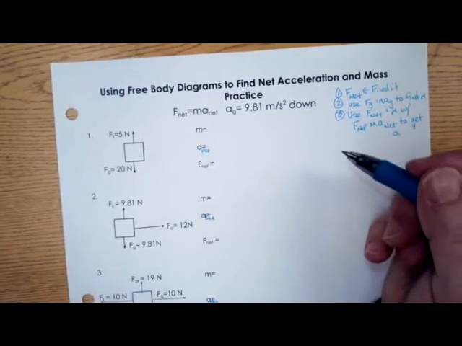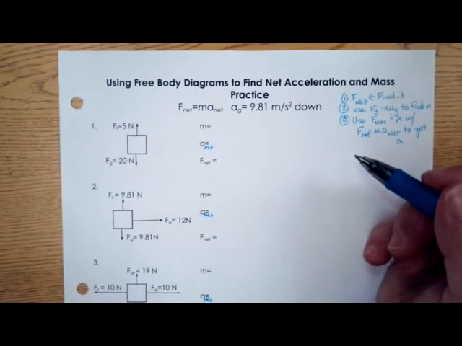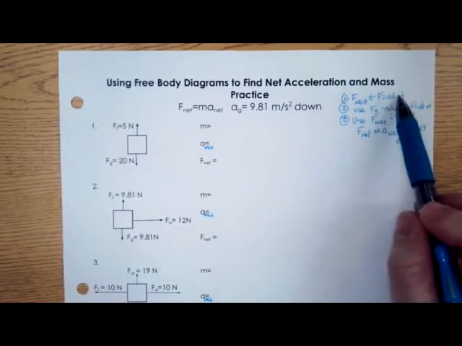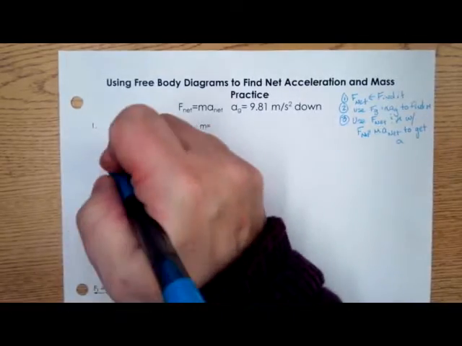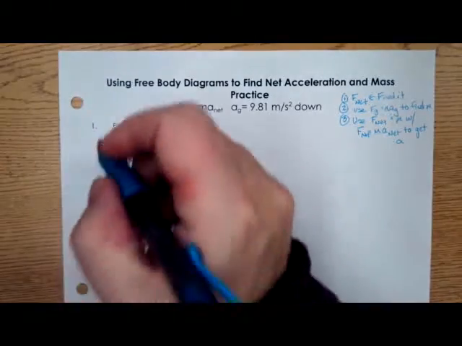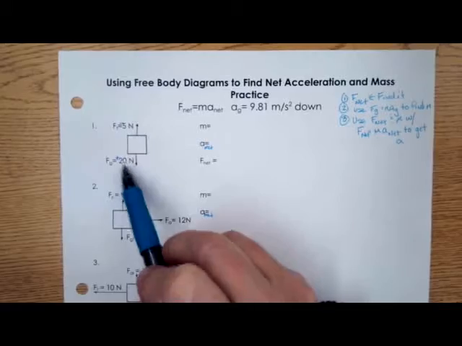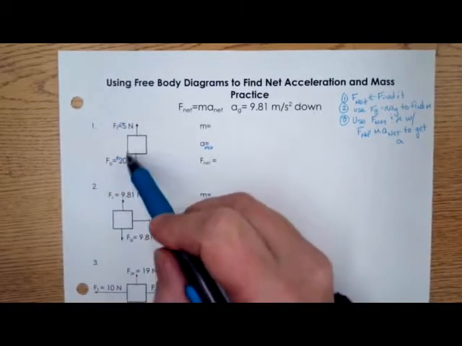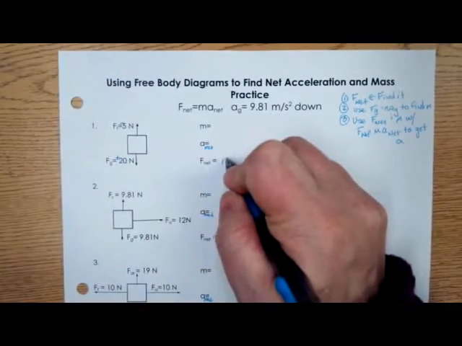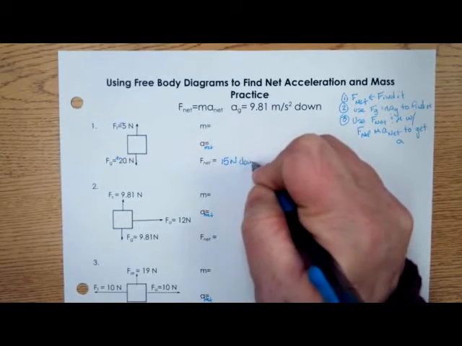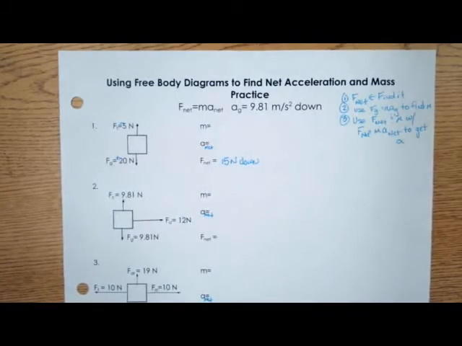Okay, so let me straighten my paper a little bit here. All right, so first thing is FNet, find it. So we got a positive 20 newtons going down and 5 newtons going up. So that's going to be positive going down, negative going up. 20 minus 5 is 15 newtons down. Okay, so the first step, done.